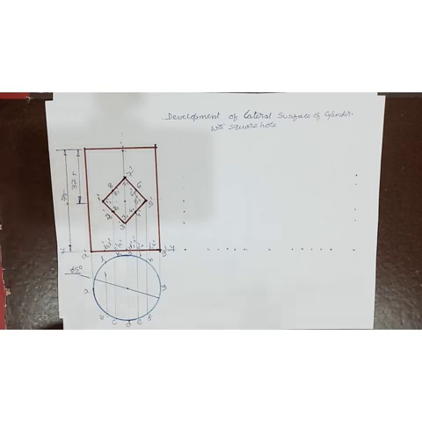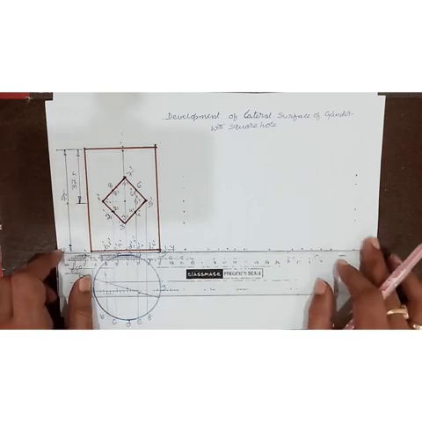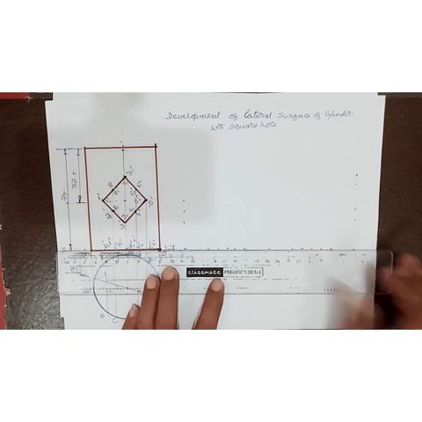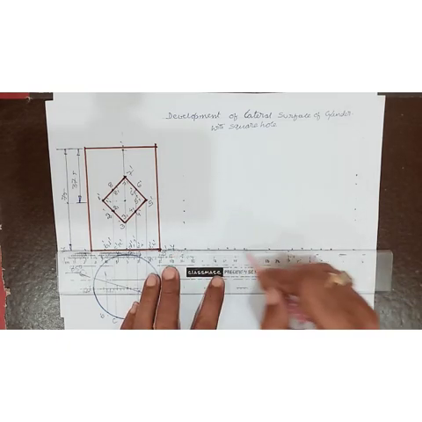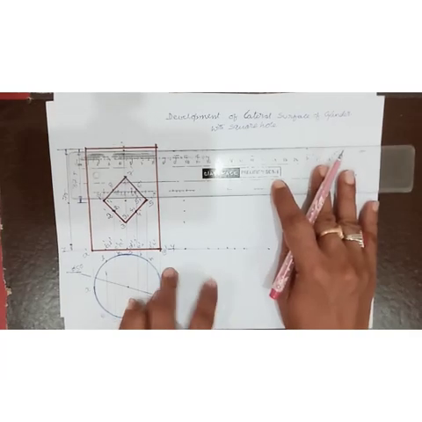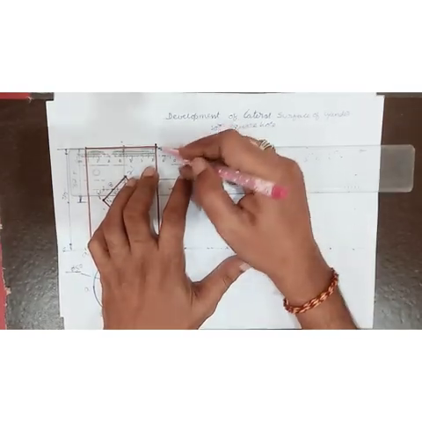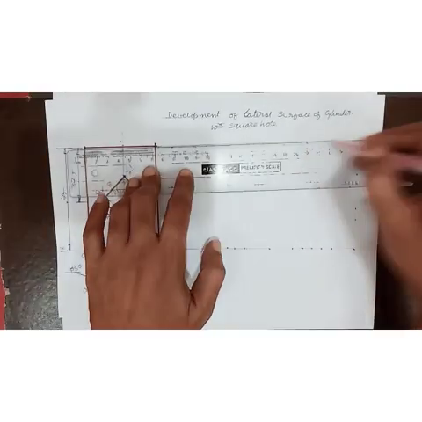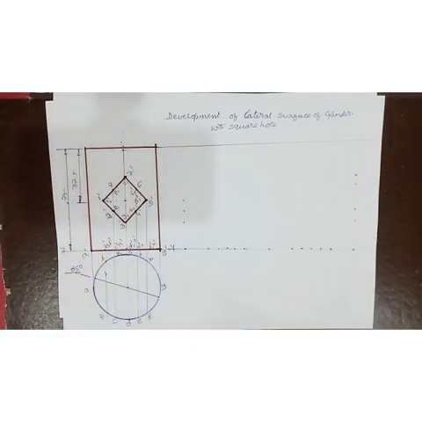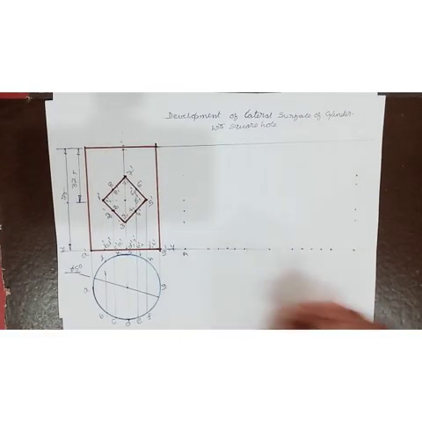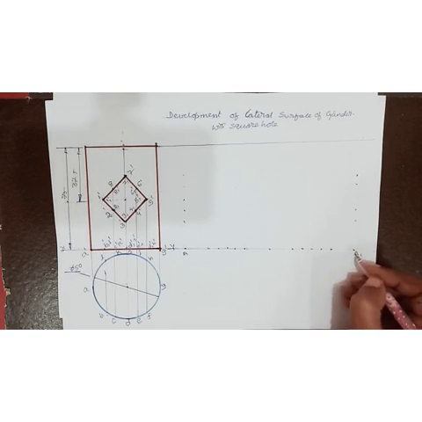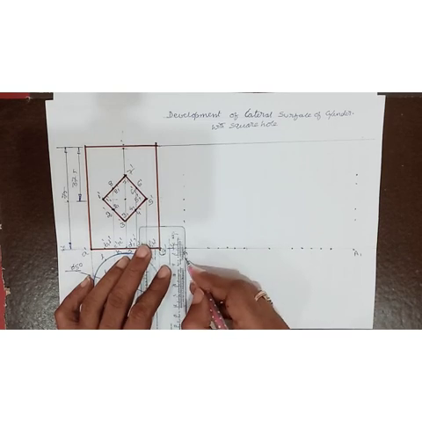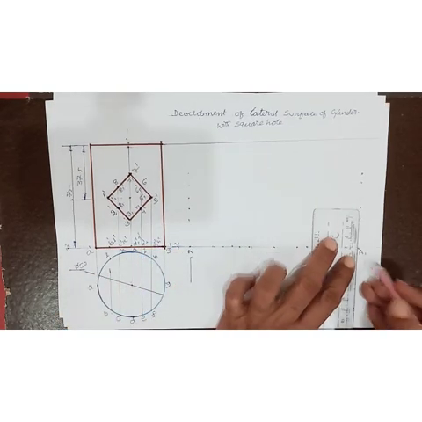Now, as we know, for the development of the cylinder, we have to use parallel line method. That is also called stretch out line method. So from the baseline, draw one parallel line, another parallel line, see that A to A1 distance is pi d.